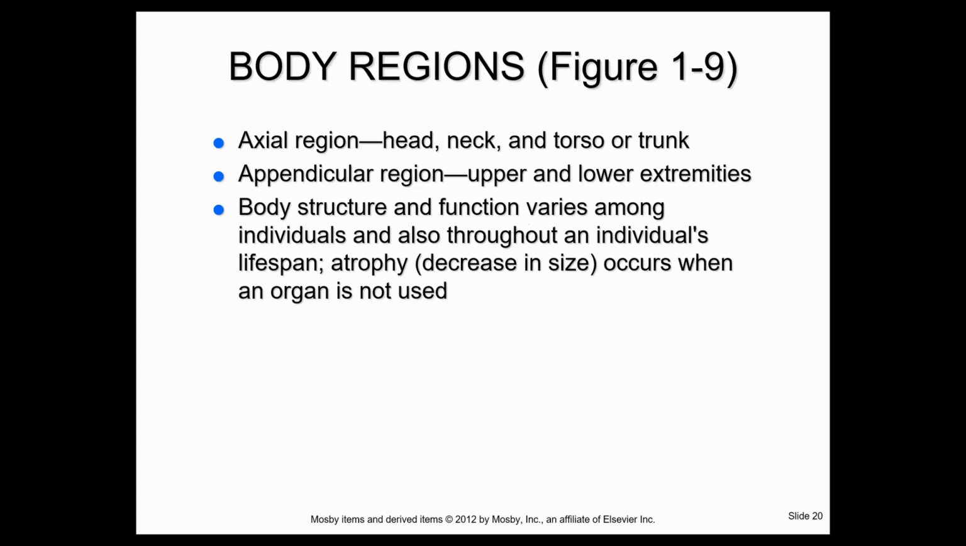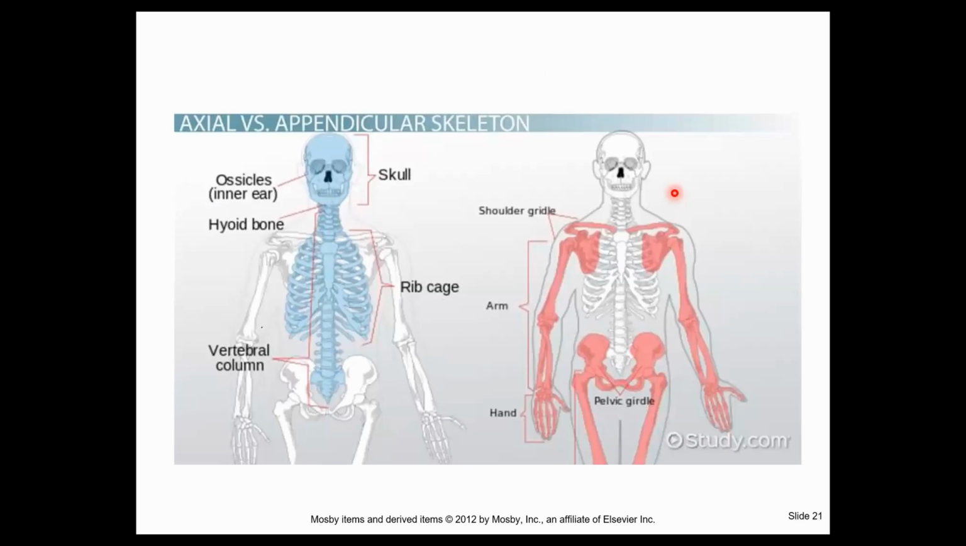So here you have the recap. The axial region is made of head, neck, and torso or trunk. An appendicular region consists of upper and lower extremities. Of course, with the girdles. Girdles are part of the appendicular region. So here's another picture of the same thing. You can see the skull. Skull is another name for all the bones of the head. Skull means all the bones of the head.